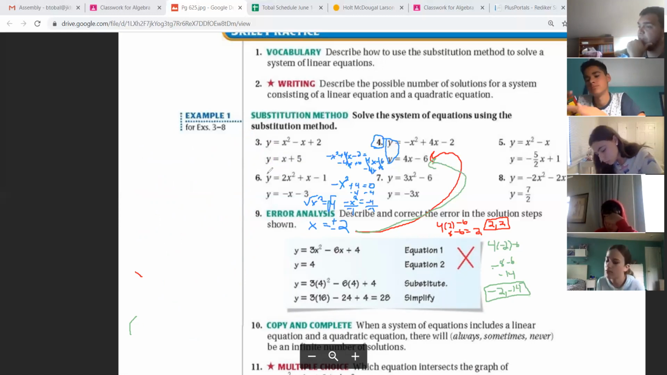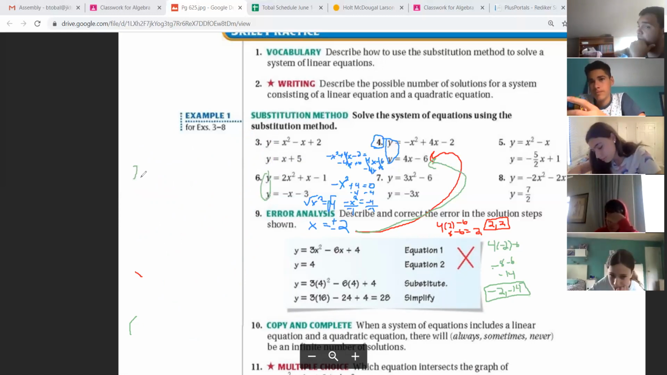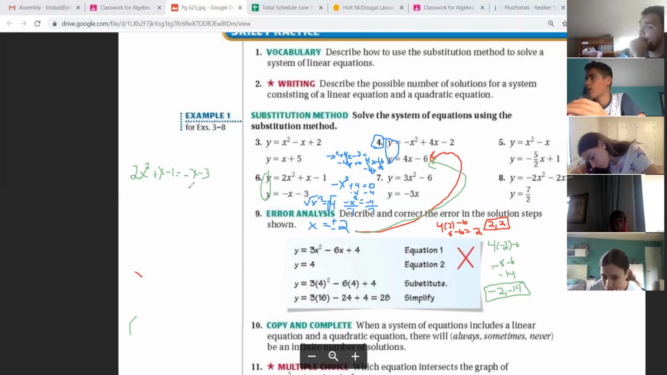All right, number 6. Again, they both equal y, so we can set them equal to each other. 2x squared plus x minus 1 equals negative x minus 3. Second thing, we want to set it equal to 0. So we're going to do plus x here, plus 3 here, plus 3 here, plus x here. So here's 2x squared plus 2x plus 2 equals 0.